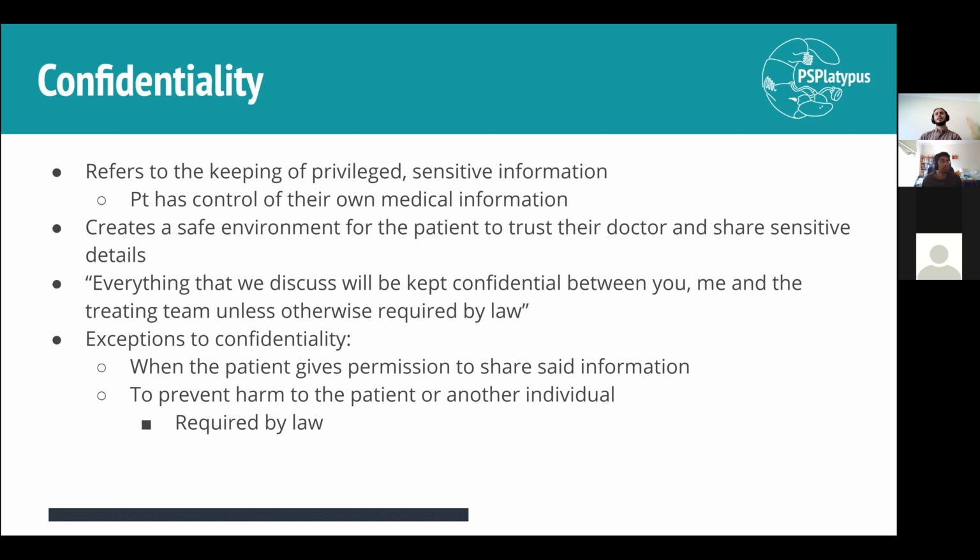So there are some exceptions to confidentiality. Most obviously, when the patient gives you permission to share their personal medical information. Then you're able to break that confidentiality because they've given you their consent. The other exceptions are to prevent harm to themselves or another individual. So if they say, for instance, that they're considering hurting someone, then you are required by law to disclose that to relevant bodies to make sure that people don't get hurt.